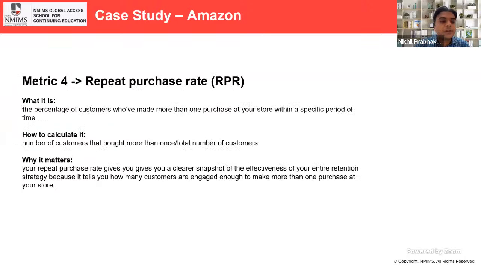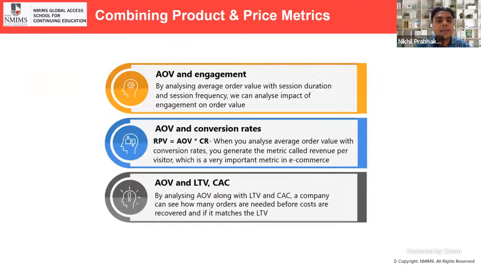And the last metric over here is repeat purchase rate, which is the number of customers, out of a base, who are purchasing more than once. This is particularly important for them to look at: what percentage, and what is the trend for that percentage, of customers who are buying more than once from Amazon over a time period. This also signals to them the retention activity or the engagement activity.